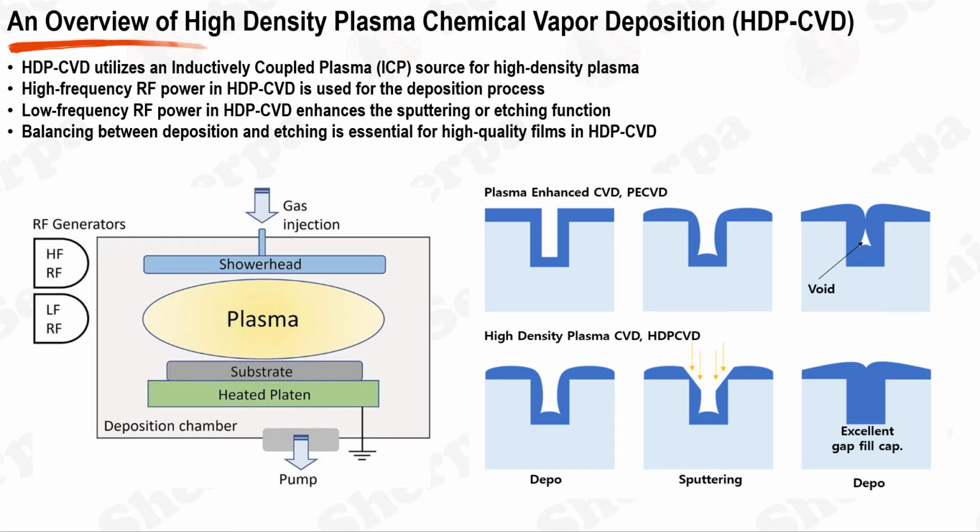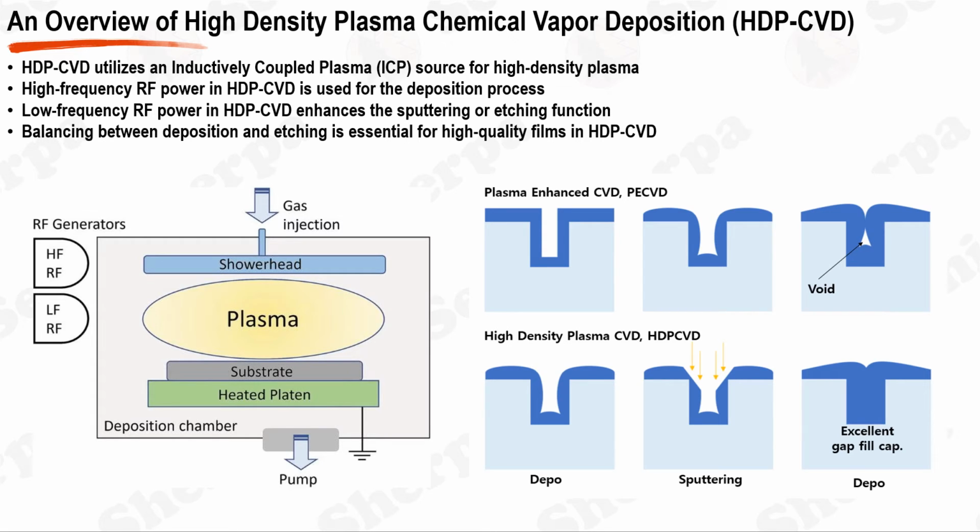HDP-CVD offers a notable level of versatility, enabling the deposition of a wide range of materials, including silicon dioxide, SiO2, silicon nitride, Si3N4, and an array of low-K dielectrics. These materials are pivotal in the manufacturing of contemporary semiconductor devices.